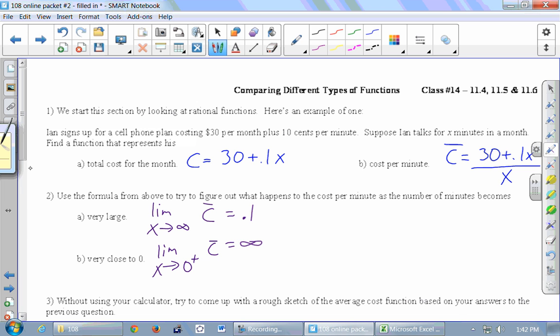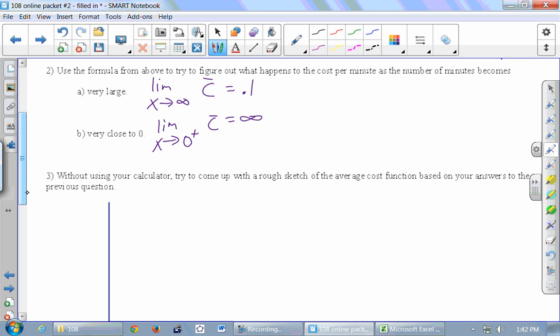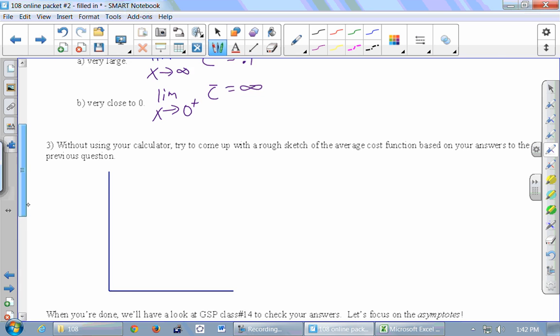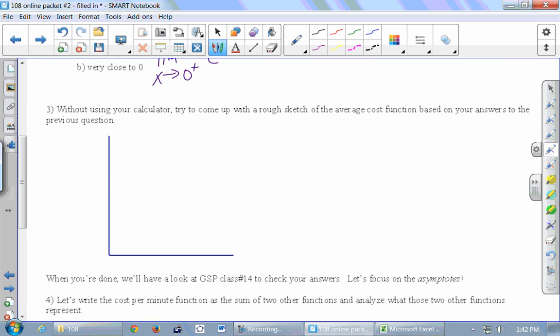Number 3, without using your calculator, try to come up with a rough sketch of the average cost function based on your answers to the previous question. Pause the video and come back when you think you've got a good sketch.